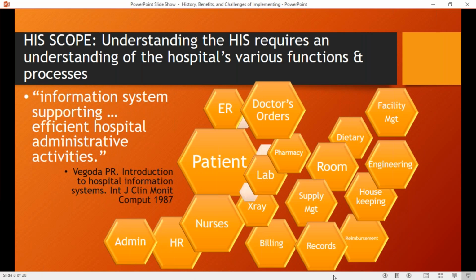Again, these functions have to be monitored at a big scale, at a big picture view, and to gather all of the information, for example, for a month, for a year, and to look at that data and analyze that data to support an efficient system for the whole hospital. So that's how we can apply the definition of an HIS into the functions of a hospital. So let's go to the next slide.